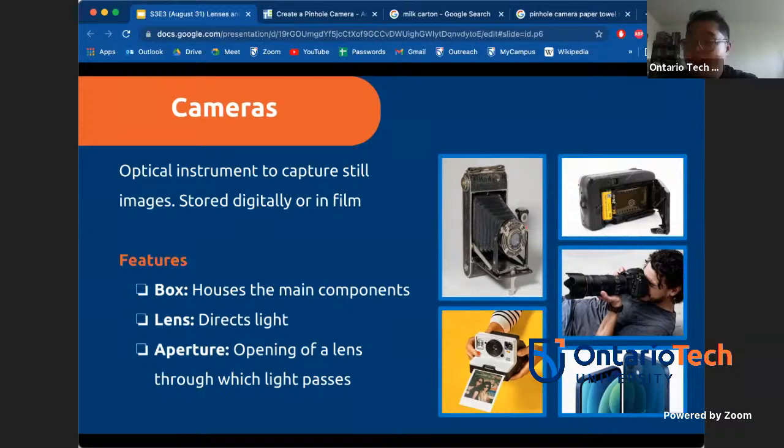But there are different types of cameras that are still being used today. The main feature of a camera that you should look out for is the box. The box basically means the body of the camera. It houses the main components of the camera, where to click, where to see things. It controls all the settings that a camera might have, such as lighting and exposure. It houses a lot of the inner components that make cameras work as they do today.